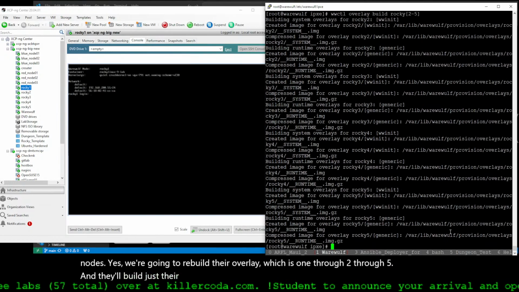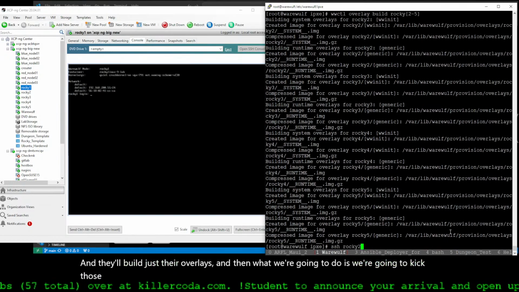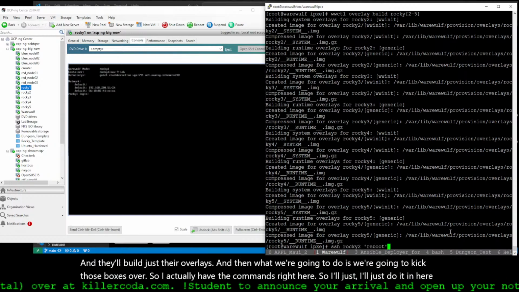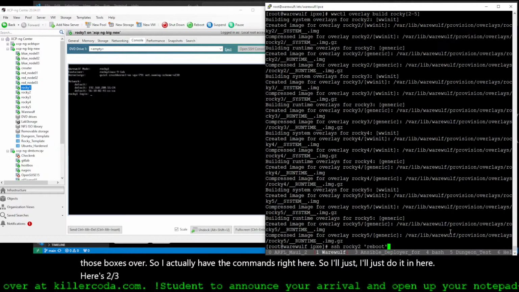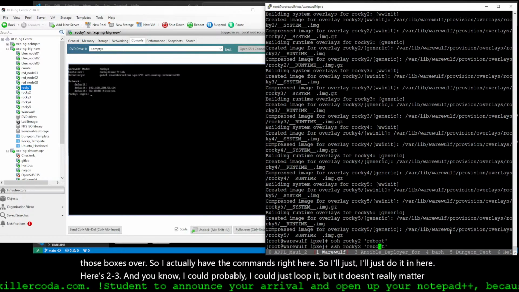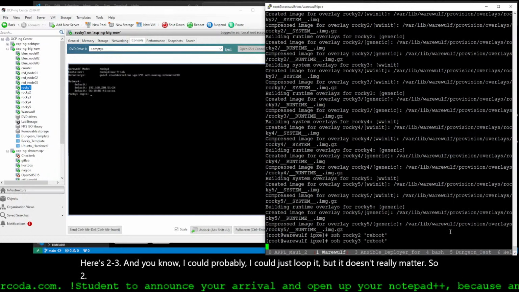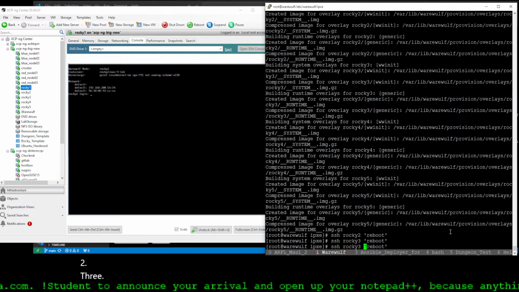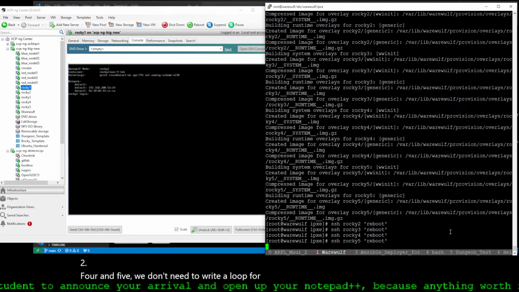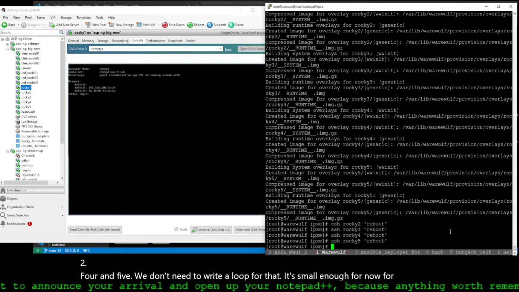And then what we're going to do is kick those boxes over. So I actually have the commands right here, so I'll just do it in here. Here's 2, 3, and I could just loop it, but it doesn't really matter. So 2, 3, 4, and 5. We don't need to write a loop for that. It's small enough for now for what we're trying to do.